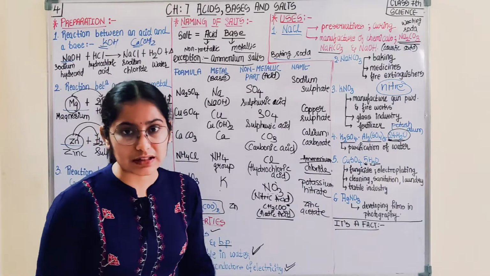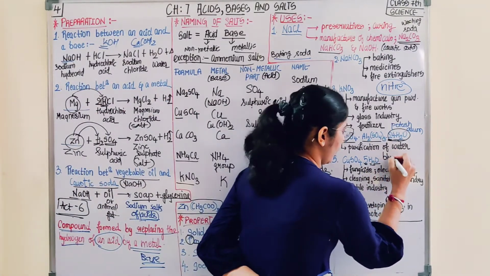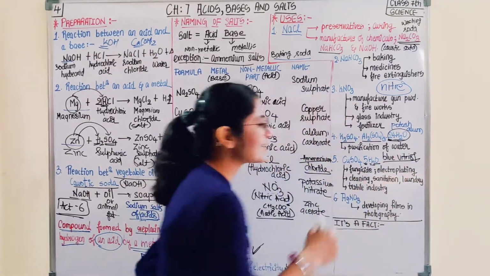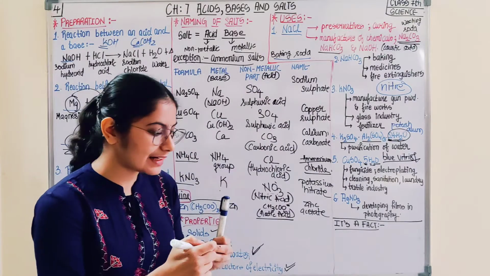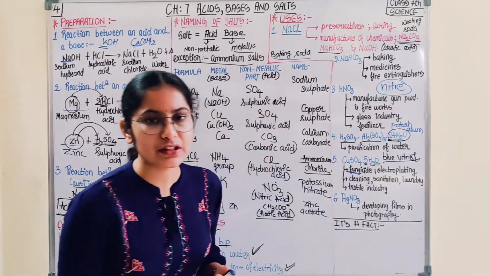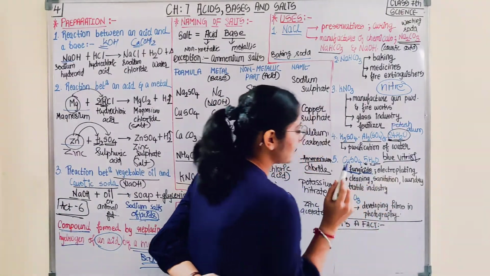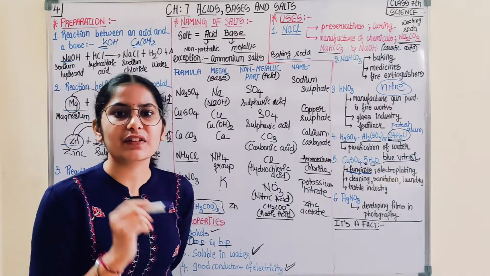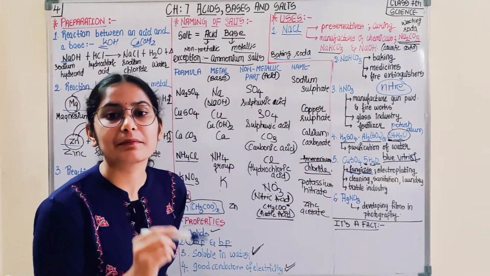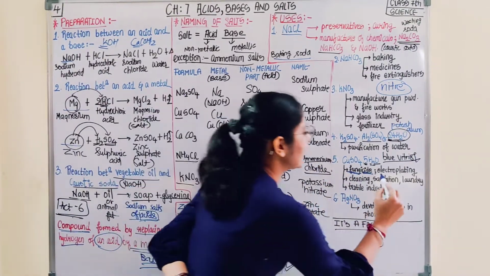This contains water. Okay, so copper sulfate's common name is blue vitriol. Blue vitriol is used as a fungicide. If you check carefully, fungicide means any term ending with the suffix -cide, that means to kill. So to kill fungi, copper sulfate is used.